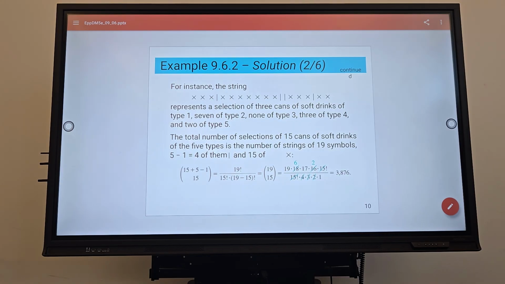The total number of selections of 15 soft drinks of the 5 types is the number of strings of 19 symbols, 4 of them vertical bars and 15 of the X symbol, which equals 15 plus 5 minus 1 choose 15, or 19 choose 15, which is 19 factorial divided by 15 factorial times (19 minus 15) factorial, which comes to a total of 3876 combinations of soft drink.